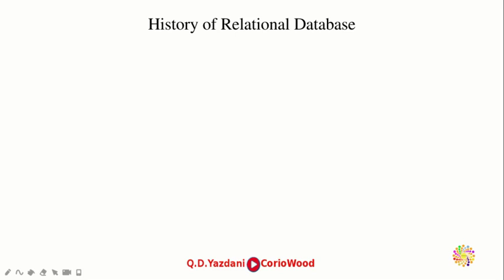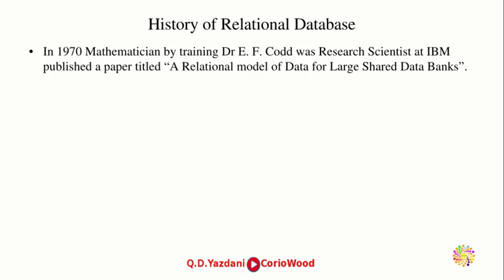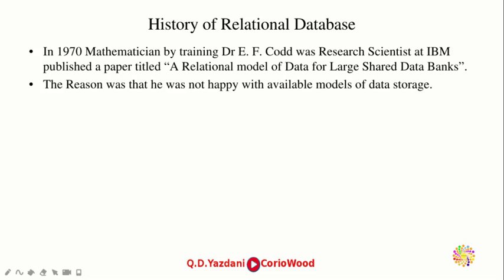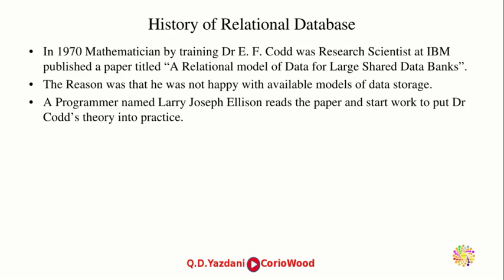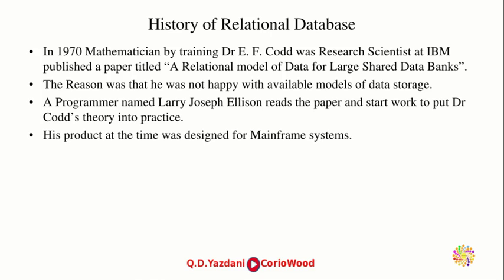Okay, so we begin with the history of the relational database. In the 1970s, Dr. E.F. Codd, a mathematician by training and a research scientist at IBM, published a paper titled A Relational Model of Data for Large Shared Data Banks. The reason was that he was not happy with the available models of data storage. A programmer named Larry Joseph Ellison read the paper and worked to put Dr. Codd's theory into practice. His product at the time was designed for mainframe systems.